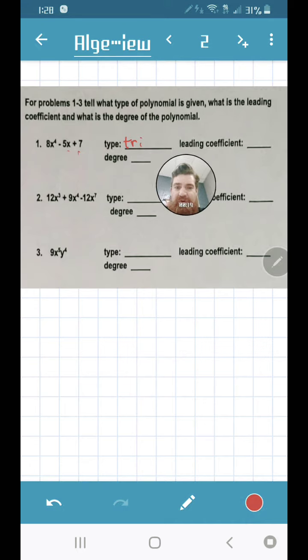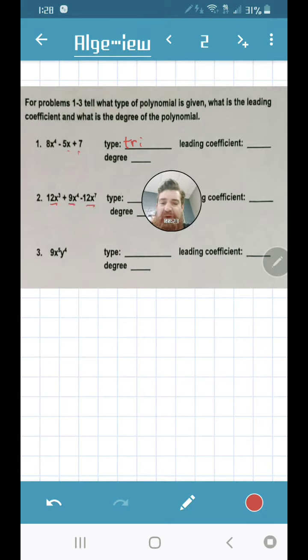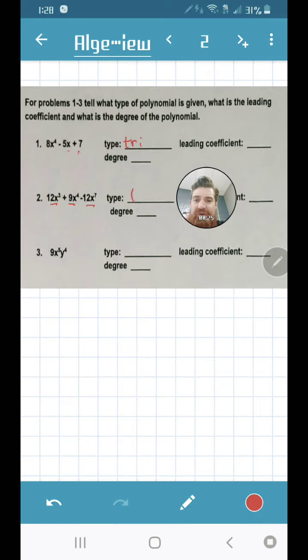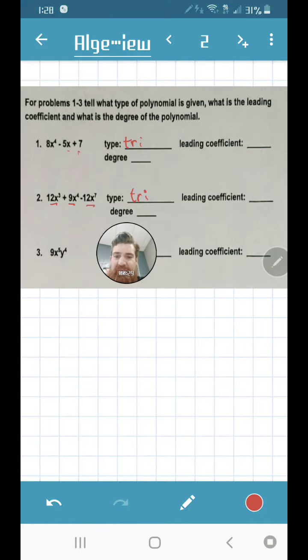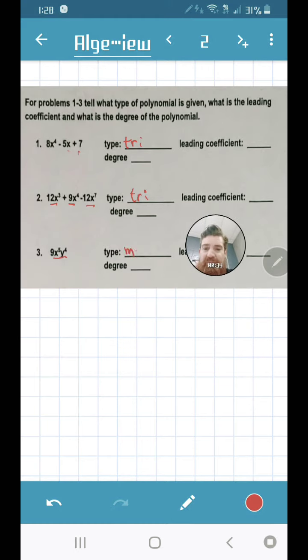Okay, so then we'll go to the next one. Again, we have 1, 2, 3 terms. Nothing combines, nothing simplifies. So 3 terms makes it a trinomial. And then we have the last one, just one term. So because it's one term, monomial.